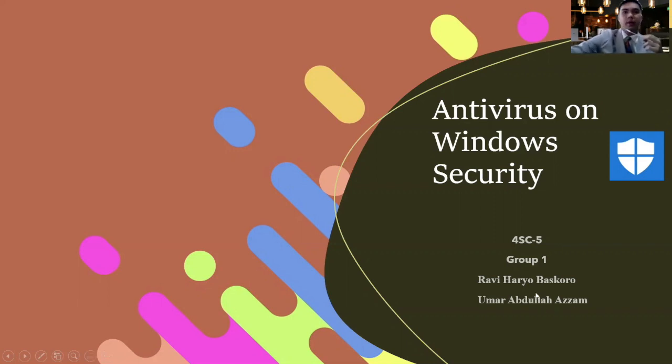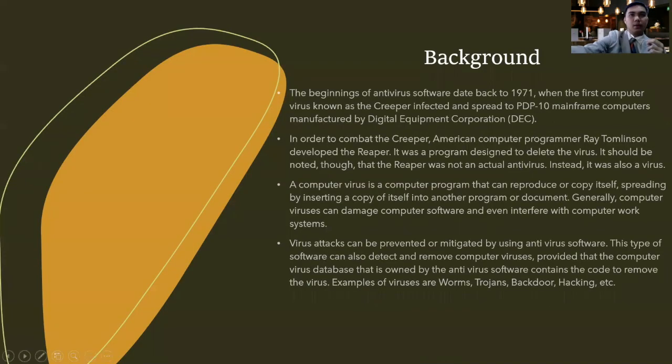We are from Group 1 and we will present our ISAS Antivirus on Windows Security. Let's check it out. The background of the antivirus: the beginning of antivirus software dates back to 1971 when the first computer virus, known as the Creeper, infected and spread to the PDP-10 mainframe computers manufactured by Digital Equipment Corporation, or DEC.